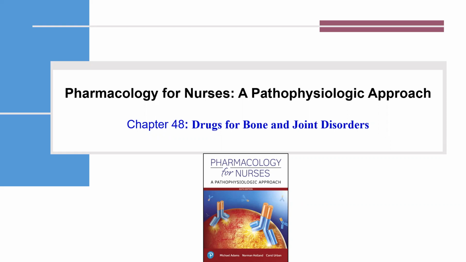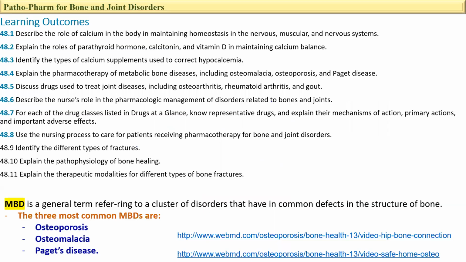I'm recording a lecture on Chapter 48 for Pathoform 2, and it's on the drugs for bone and joint disorders. In this lecture, we are going to highlight and discuss the diseases that are associated with osteoporosis, osteomalacia, and Paget's disease, which are known as metabolic bone disorders.